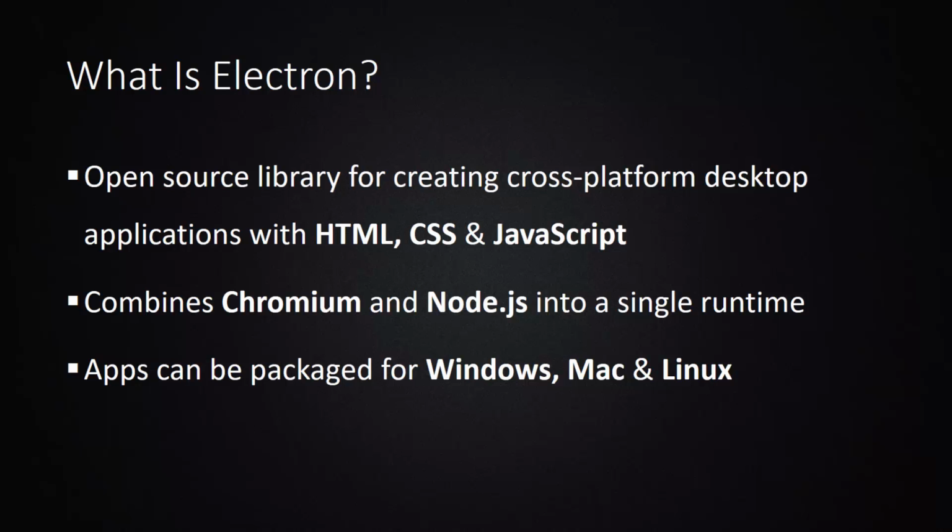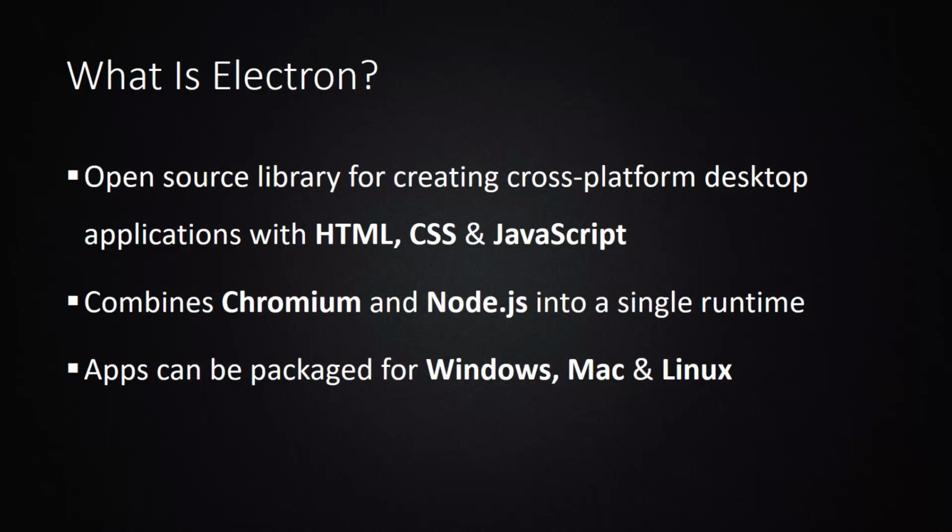Okay, so if you don't know what Chromium is, it's an open source web browser that Google Chrome draws its source code from. So it's very similar to Chrome, but there are some differences in features, and the licensing is different. Alright, so apps can be packaged for Windows, Mac, and Linux. I'll be using Windows in this video, but the code is the exact same no matter what platform you're using.